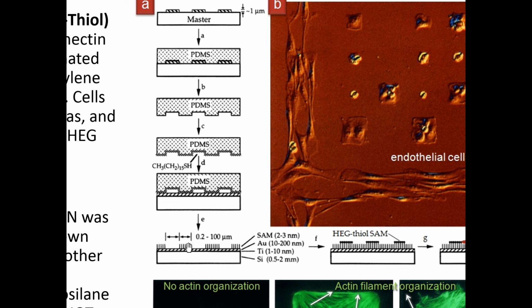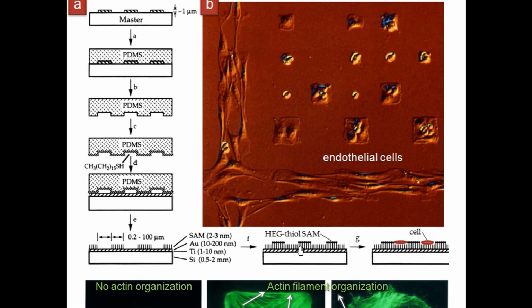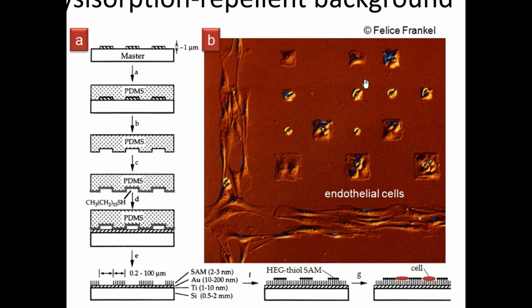Okay. The regions that are not covered, when we take this whole thing and dip it into a solution containing the second self-assembled monolayer, the other monolayer will attach itself in the regions that are exposed. So you get two self-assembled monolayers right next to one another. The cells only attach to the methyl terminated regions, so you can pattern your cells this way. And you can get very fine patterning resolution.